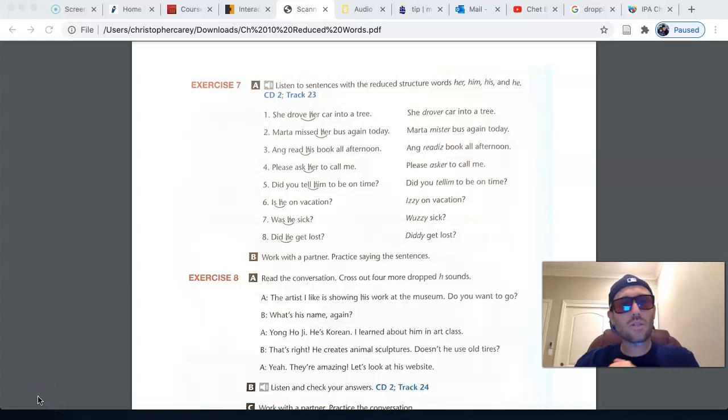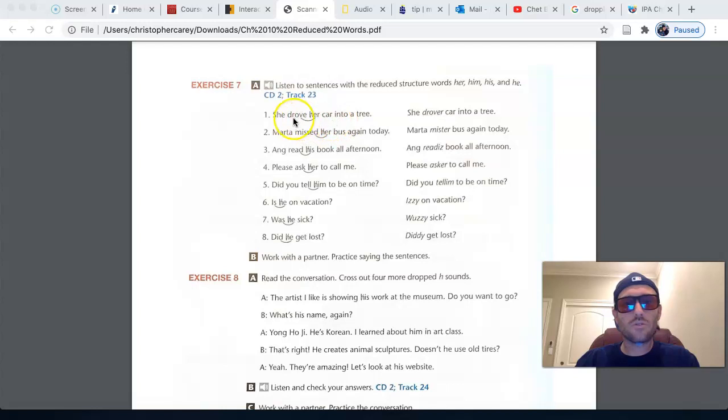Okay, so let's go ahead and take a look at exercises 7 and 8, practicing the reduction of the words her, him, his, and he, which remember are common structure words that are linked. The consonant sound of the word that comes before, the H is reduced, and all we're left with is the schwa sound and then the consonant sound. Okay, so have a listen.